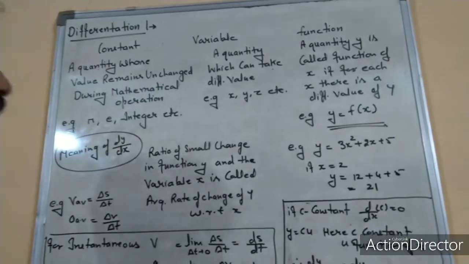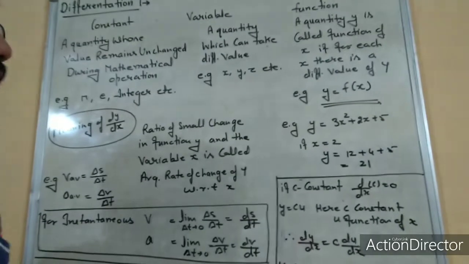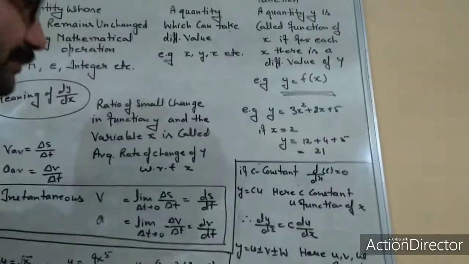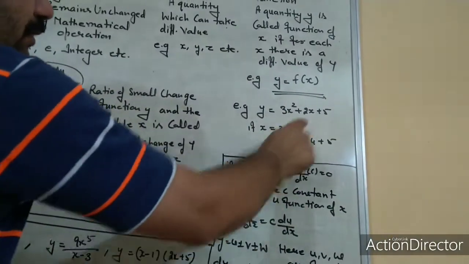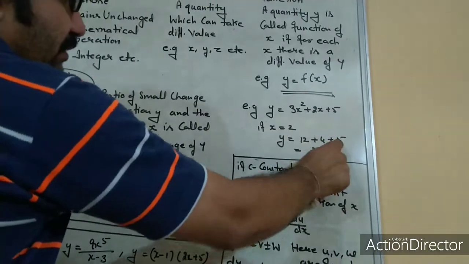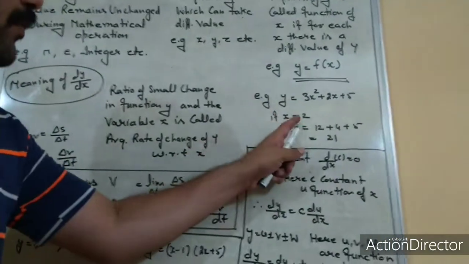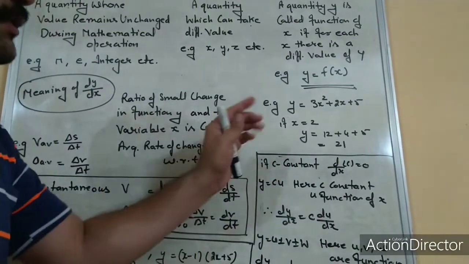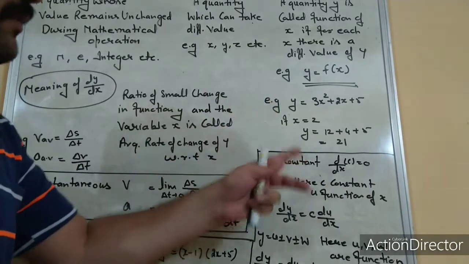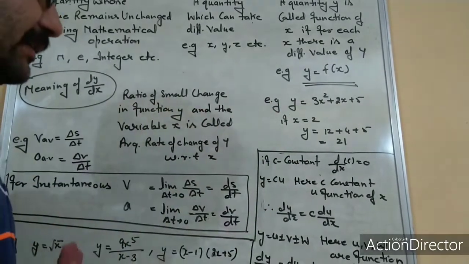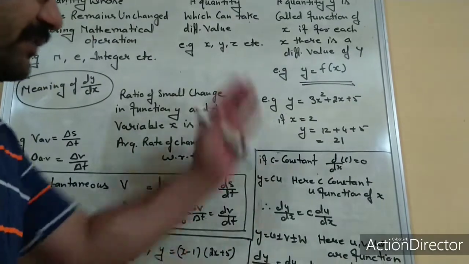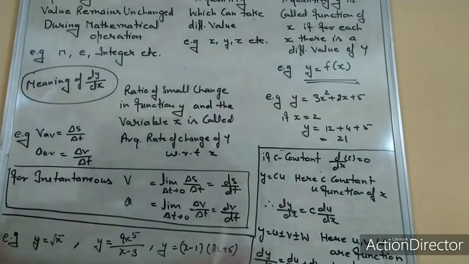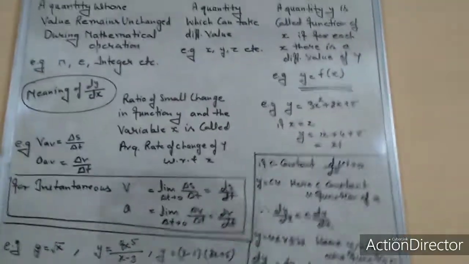Take an example. Suppose we have an equation y equals 3x squared plus 2x plus 5. If we put x equal to 2 in that equation, then 3 times 4 is 12, plus 2 times 2 is 4, that is 16, plus 5 gives 21. So it is clear that when we provide 2 in that equation, we get the value 21 for y. But in case of 1, in case of 3, in case of 4, the value will be different. So it's clear that y is a function of x. If we provide x a particular value, then there is a corresponding different value for y. In this way a function acts.